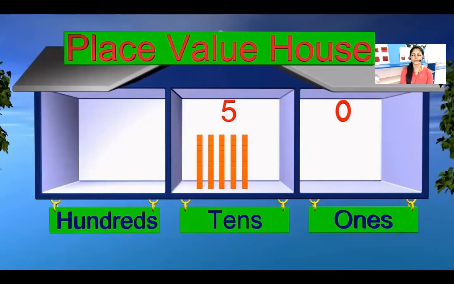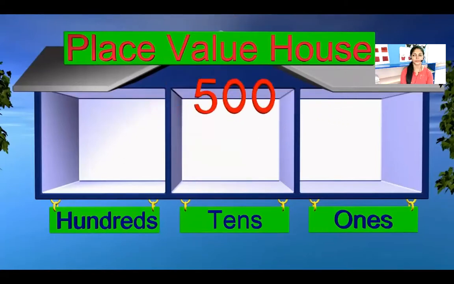Now what if we move the number 5 over here in the hundreds place? We cannot leave this middle room empty, so we're going to fill it with the number 0. Looking at this number, we no longer have 50 like we did before. Is this number a lot different than 50?